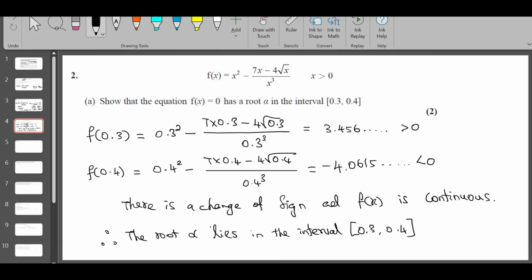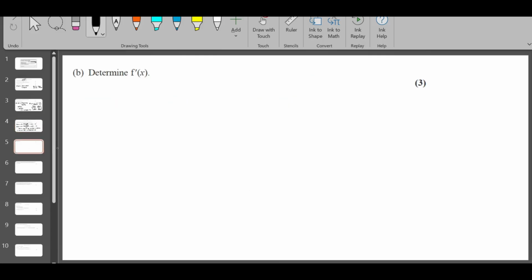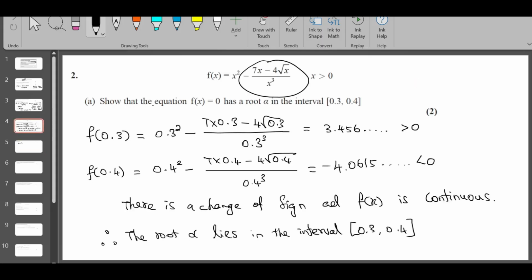That's all. That's the conclusion. Part B now. Determine f dash of x. So I'm going to write f of x first. F of x is x square minus 7x over x cube minus 4 root x over x cube, dividing each term by x cube and keeping the negative as a common negative.